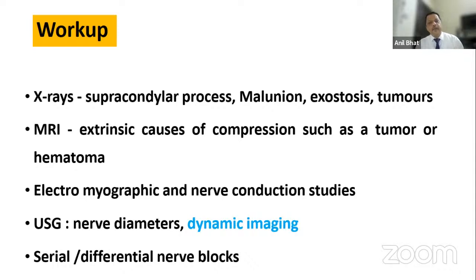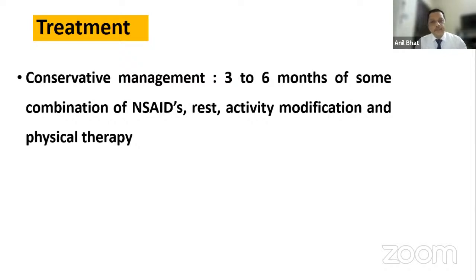The invasive one, like differential nerve blocks, can be used rarely when there's a lot of doubt about what's happening, and they might give some kind of pointer as to where probably the compression is. Most of these compressive neuropathies, remember, unless there's a gross neurological deficit, conservative management is the first line. So at least 3 to 6 months of some combination of NSAIDs, rest, activity modification, and some therapy; splints and braces can be used.